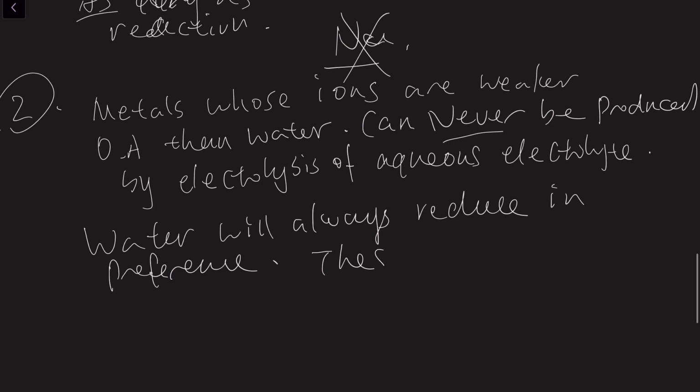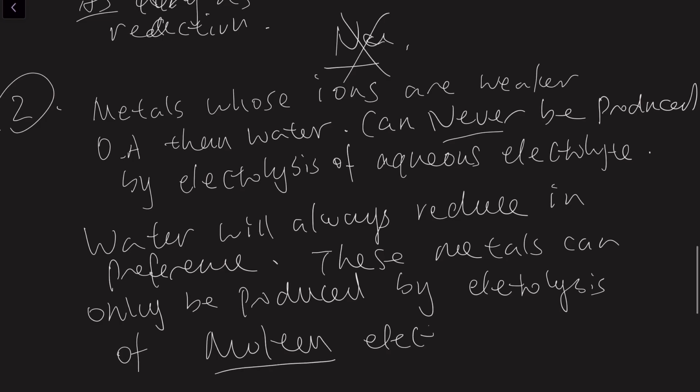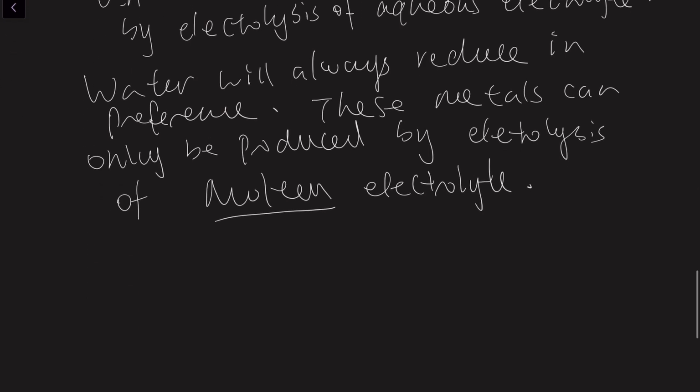These metals can only be produced by electrolysis of a molten electrolyte. So I'm talking about the metals magnesium, sodium, potassium, aluminum, lithium, anything below water.